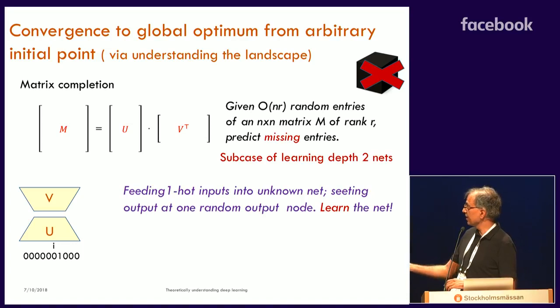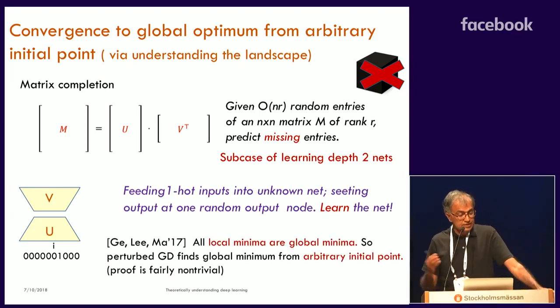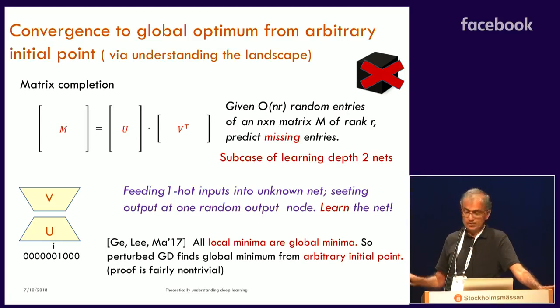You're feeding this input, and if you think about how matrix vector product works, it's just giving you this matrix times this number, and then you're getting the jth entry, so that's just the ijth entry of the matrix. All right, so just a depth two neural net learning problem on some very special data, very, very specialized. And even this is pretty hard to analyze.